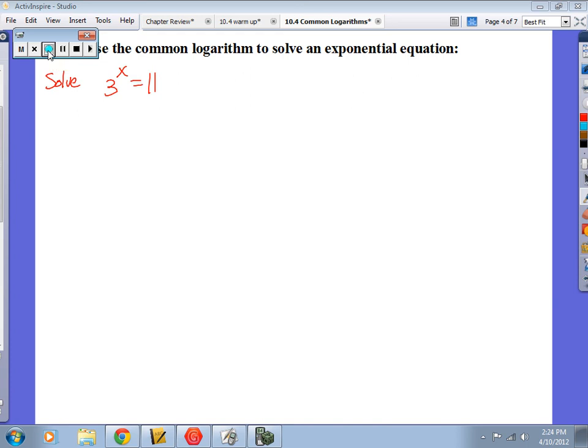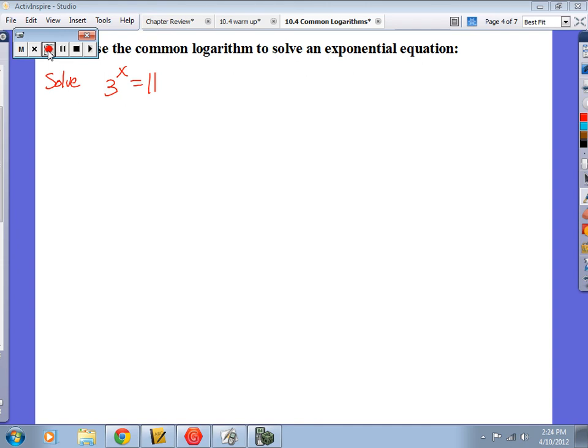Here's what it's all about. Caden, I want to know this. 3 raised to what power is equal to 11? This is the whole purpose for logs, because you're going to be solving equations, but your variable is in the exponent spot.